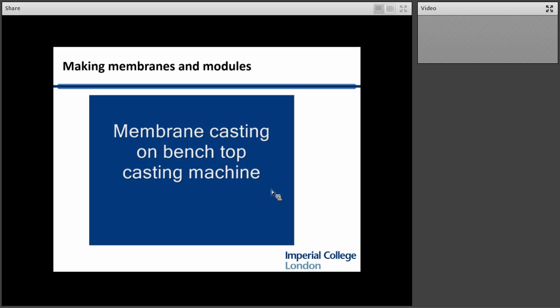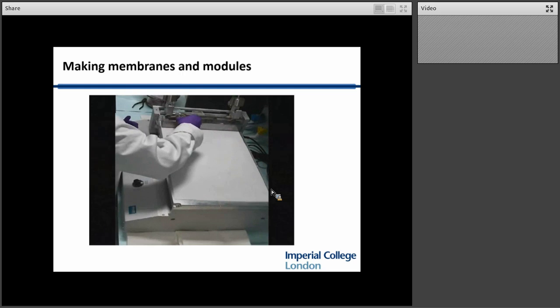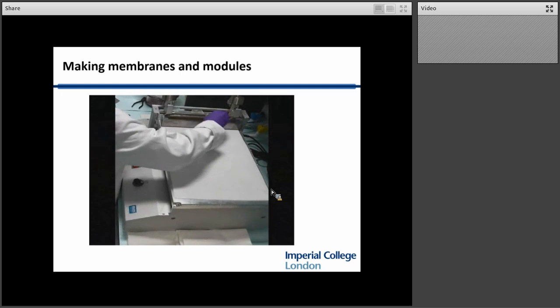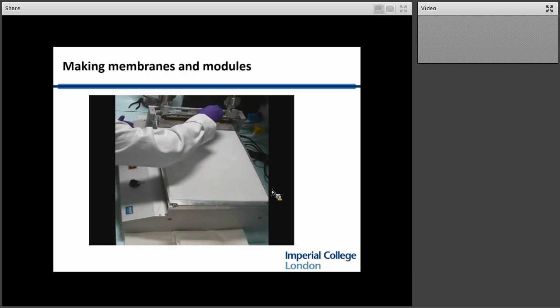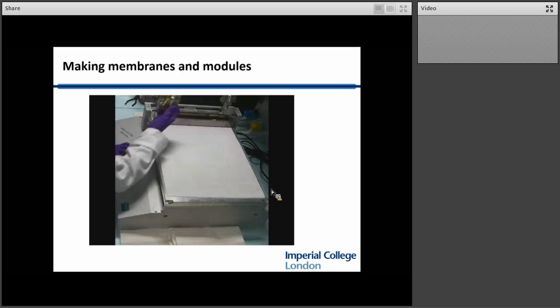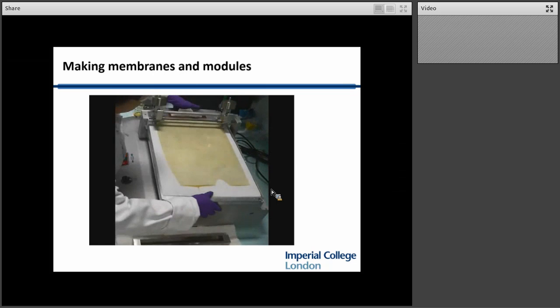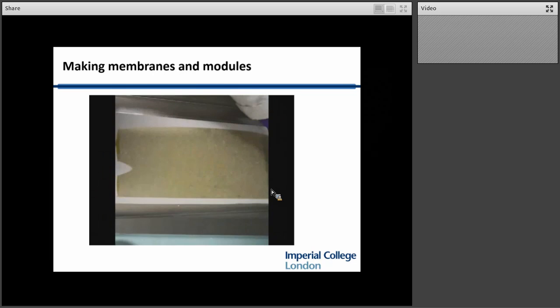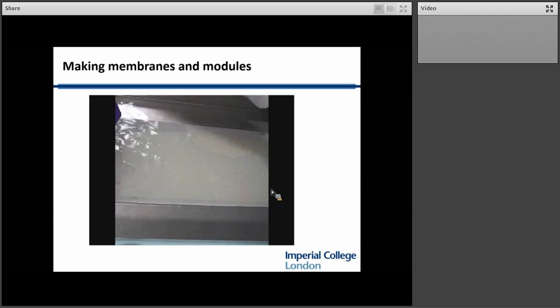This video shows you membrane casting on a benchtop casting machine. So we start with what we call dope material. It's about the consistency of honey, so it's a brown solution, it looks like honey. What it really is is a polymer dissolved in a solvent, for example, DMF or DMSO or a solvent like that, which will dissolve the polymer. We make this thick, gooey dope, and then we cast it to a fixed height on top of a non-woven backing, which is like a piece of paper, and then we dip it in water.